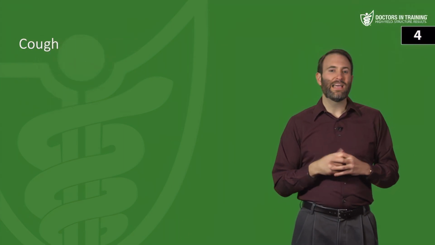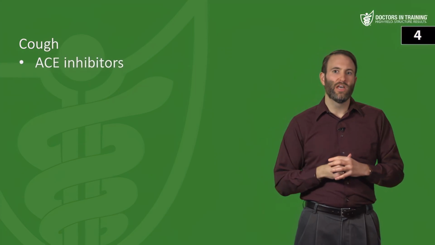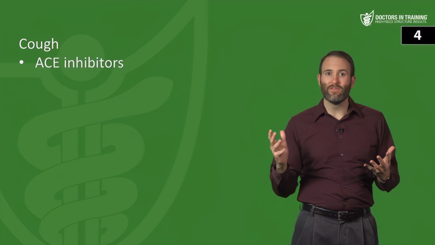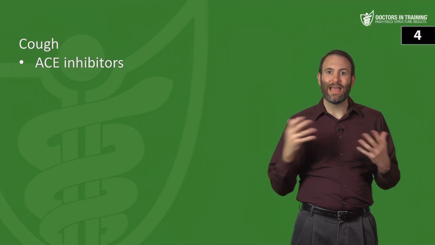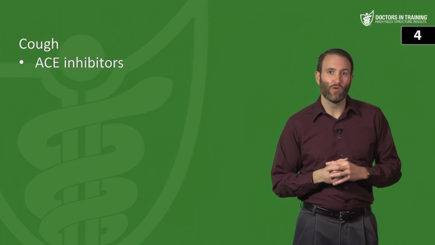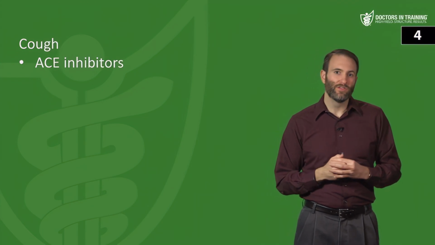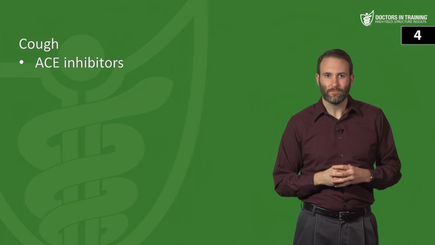Next one we have here is a cough. So the ones you want to think about here, ACE inhibitors. ACE inhibitors can cause a chronic cough, and the mediator of that is bradykinin. Remember, so bradykinin is in excess causing that cough. ARBs, the angiotensin receptor blockers, actually don't cause that increase in bradykinin, so they're often a substitute for ACE inhibitors when patients get that cough.